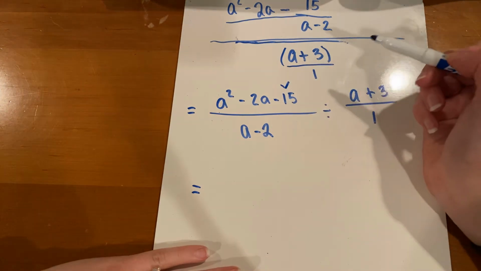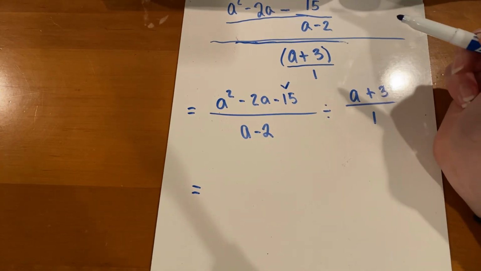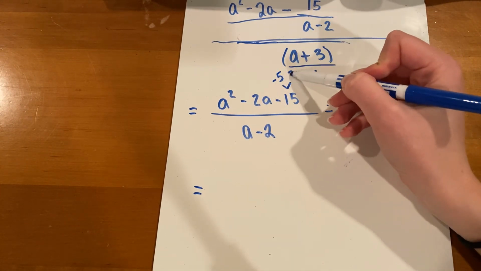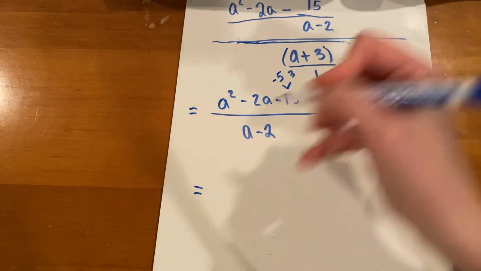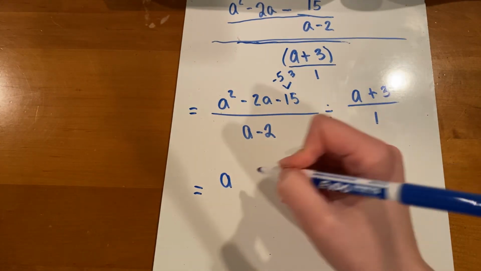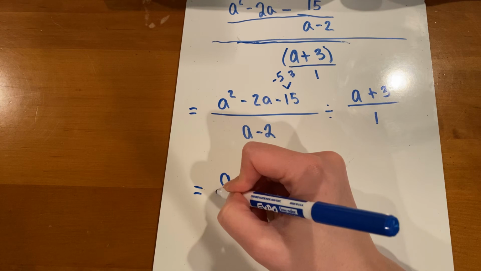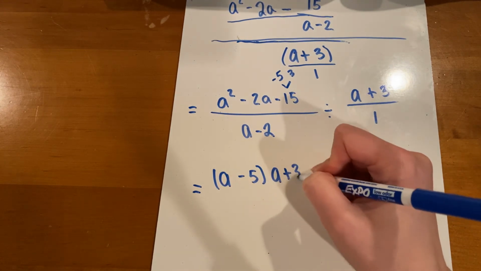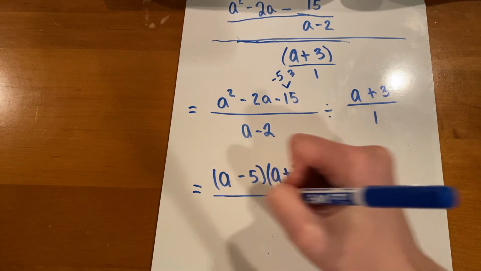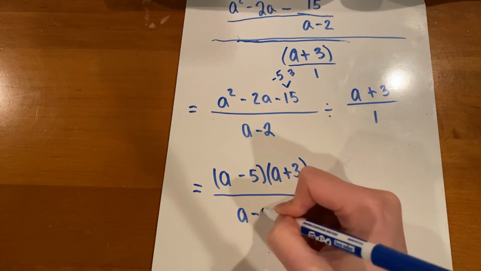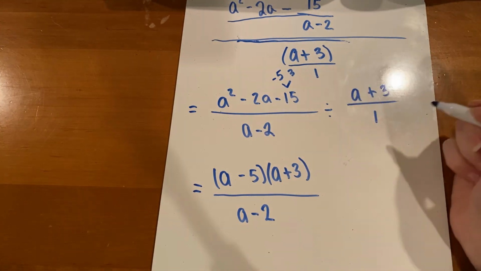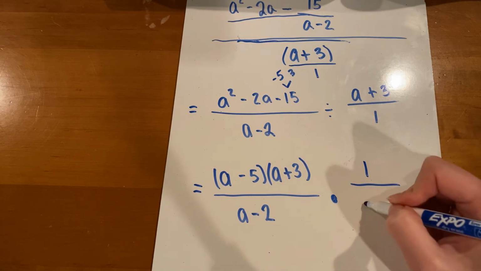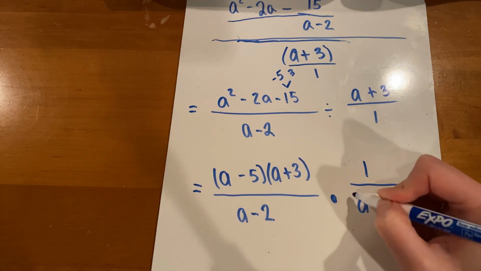So what are my factors of negative 15 that sum to negative 2? Well, that's going to be negative 5 and a positive 3. So factoring my original numerator, I have a minus 5 times a plus 3 all over a minus 2. Now rewriting my division as a multiplication of the reciprocal times 1 over a plus 3.